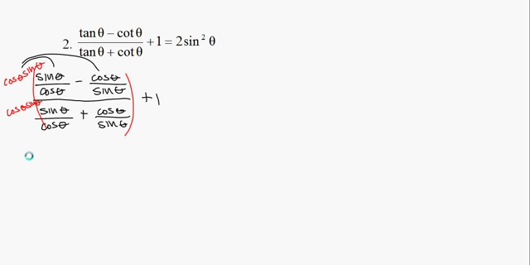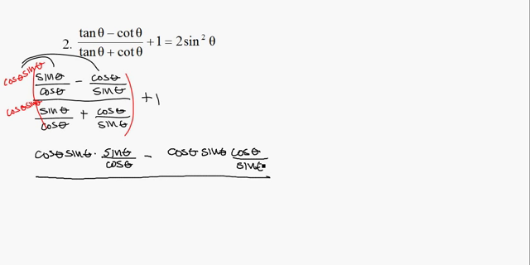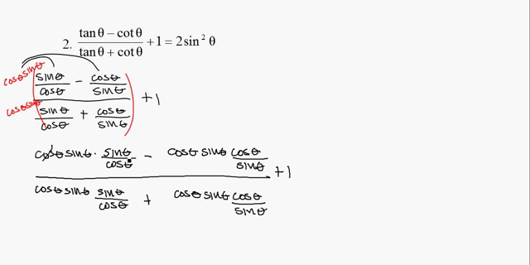So notice I get cosine theta sine theta times sine theta over cosine theta minus cosine theta sine theta times cosine theta over sine theta, all over, this is a plus 1 over here. So this is cosine theta sine theta times sine theta over cosine theta plus cosine theta sine theta times cosine theta over sine theta. So we have a lot of canceling here.